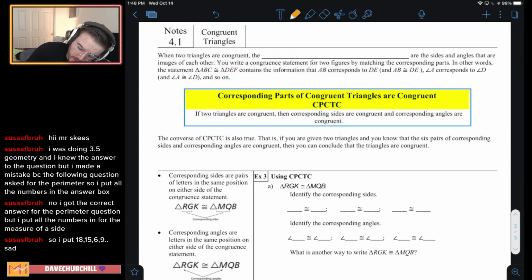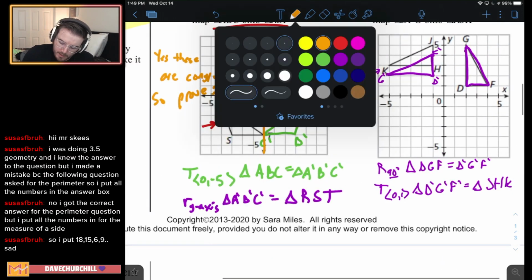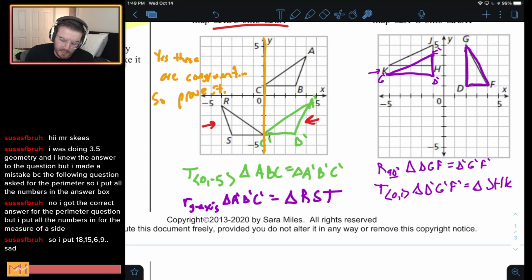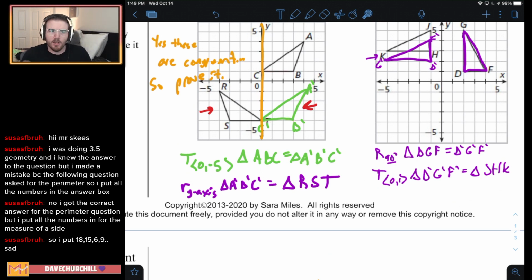So when 2 triangles are congruent, the corresponding parts are the sides and angles that are images of each other. Okay? So notice here, what would be the corresponding parts in this picture? This figure translated downwards and became this, right? This side corresponds with this side, and this side corresponds with this one, right? They're the same after the movement.